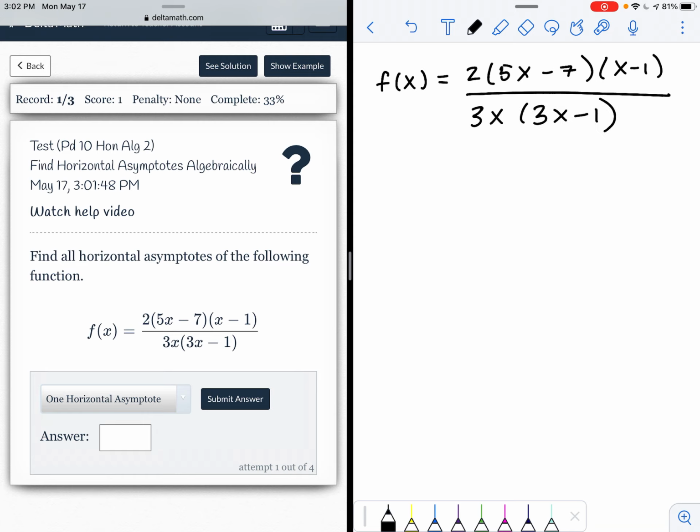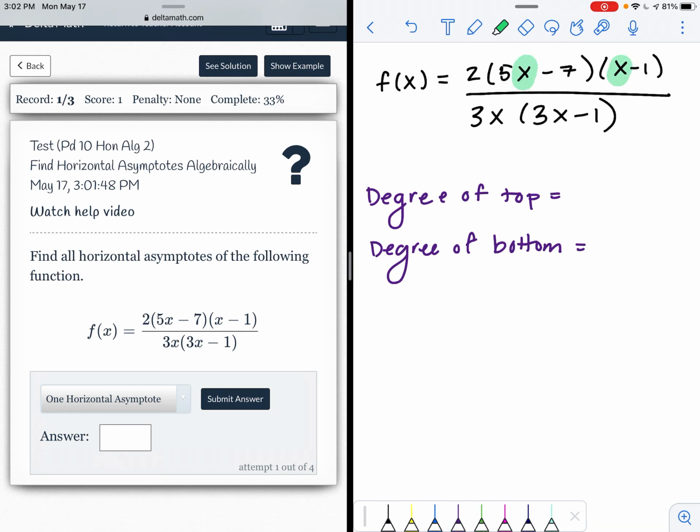So first, that's a 3 times 3x minus 1. Okay, so let's go ahead and label the degree of the top. So power in the top and power in the bottom. Right, so when it's factored, you're really just counting the x's. So in the numerator, I have 1 and 2. So my degree in the numerator is 2. And then my degree in the denominator, I also have 1 and 2 x's. So my degree there is going to be 2.